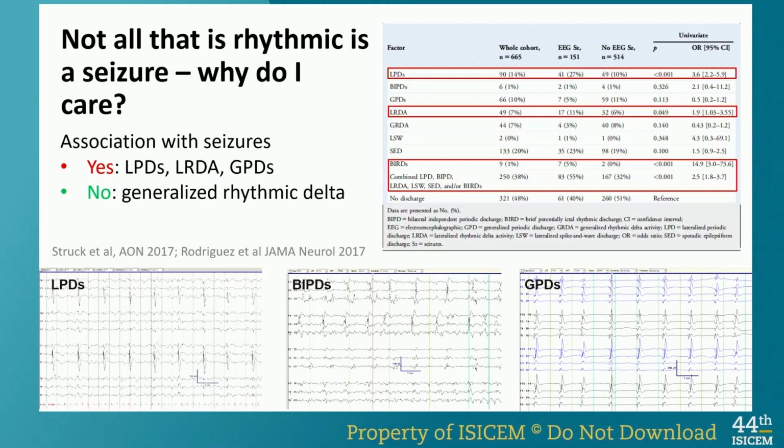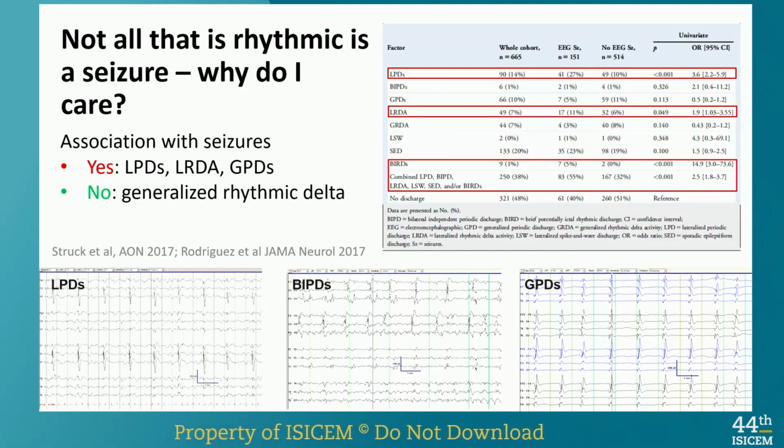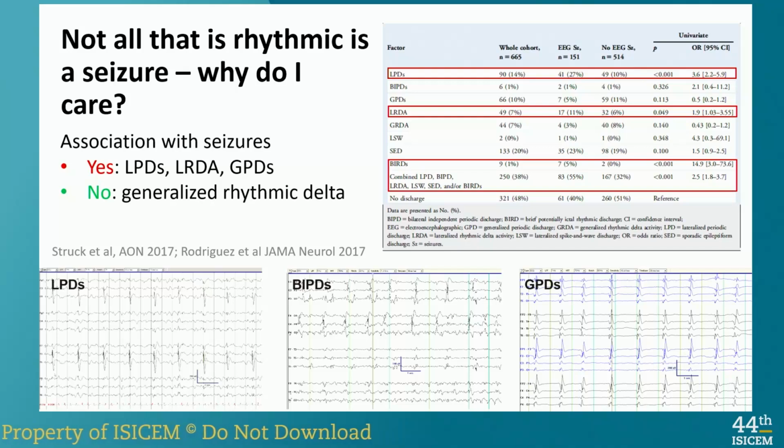The EEG is also important. So not everything that's rhythmic or abnormal in the ICU is a seizure. I won't go into the very depths of this, and this is something for the neurologist. But when you see this in the report, it's something to take note of.